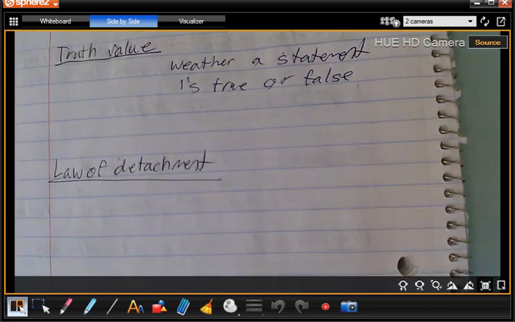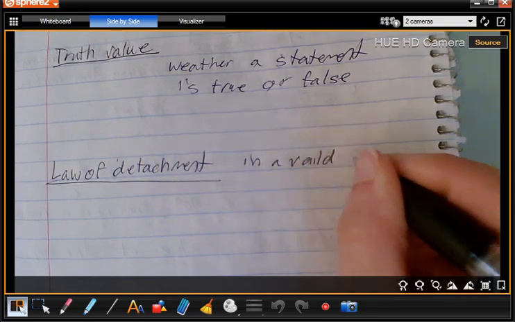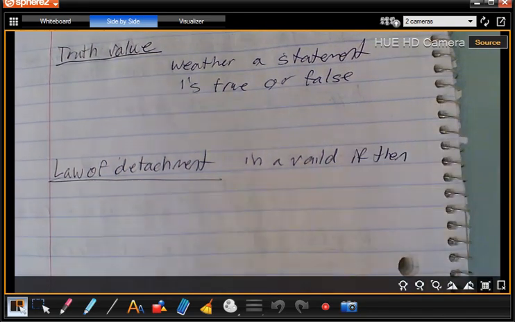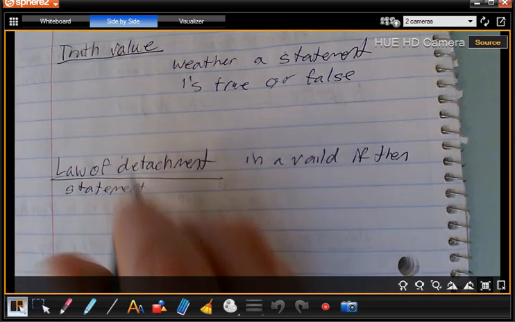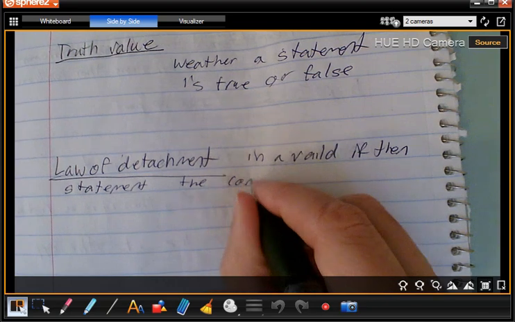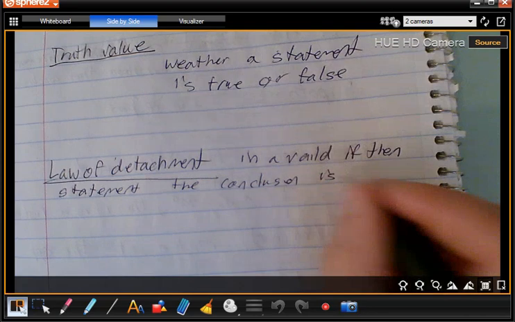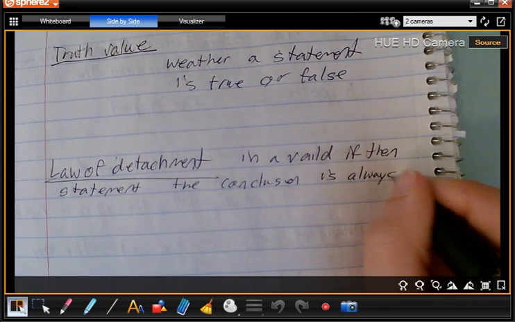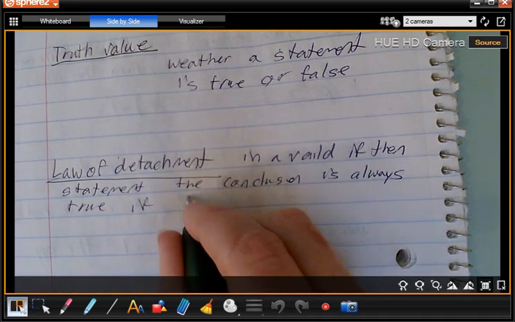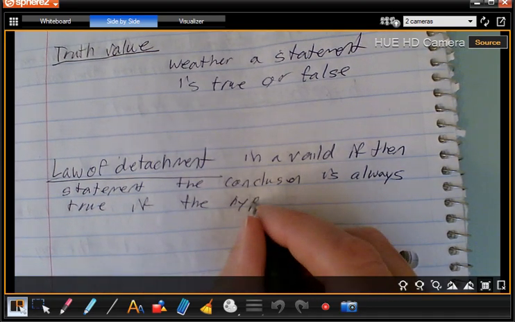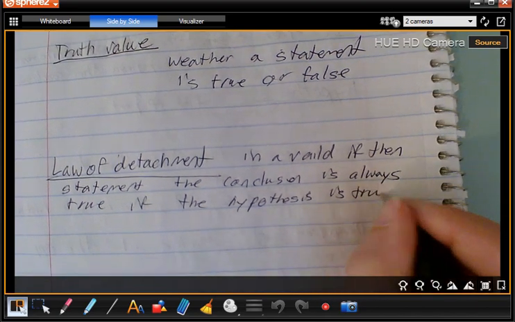Law of detachment. In a valid if-then statement, the conclusion is always true if the hypothesis is true. Okay?